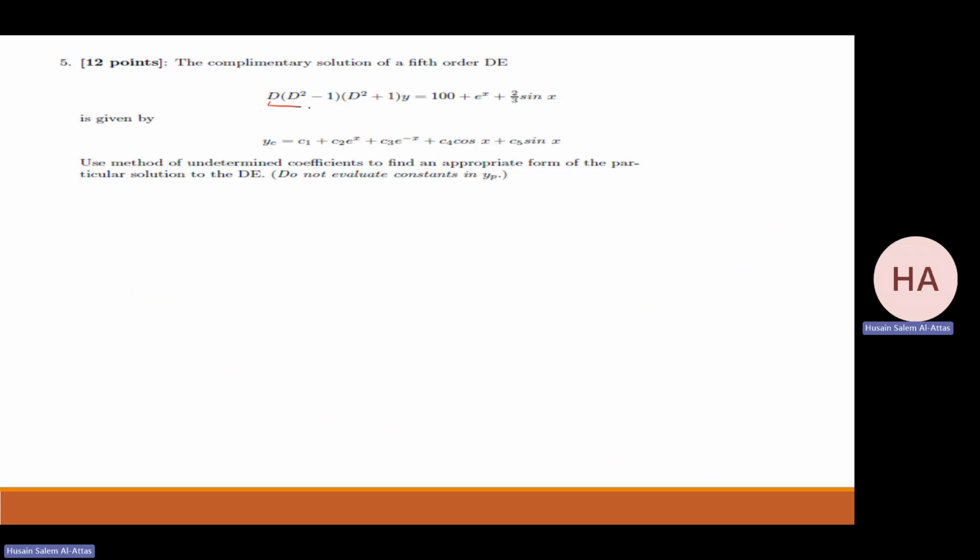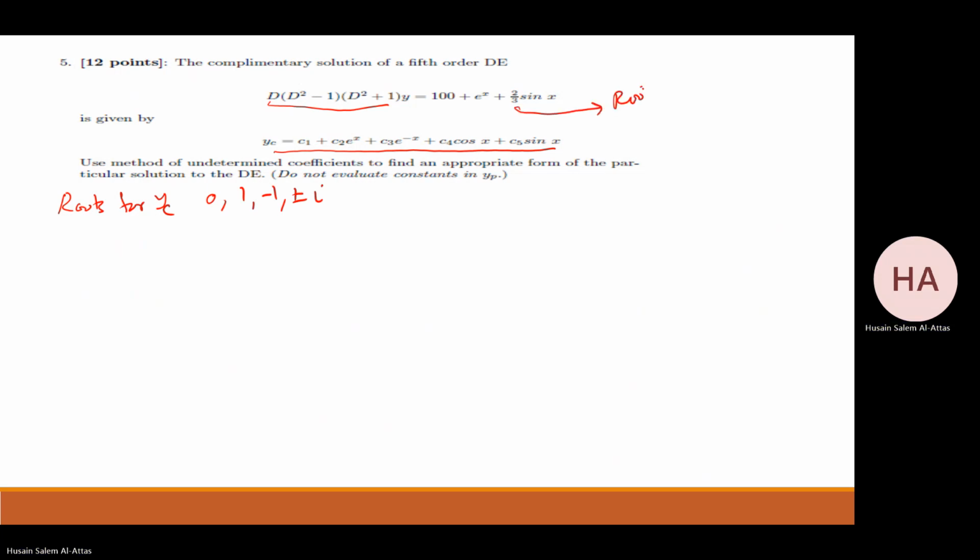So he gave me the solution of this, which is YC. So roots for YC are what? 0, 1, minus 1, plus or minus i. Roots from here are what? This is 0. This is 1, plus or minus i. So new list. You want only the form of YP. Don't evaluate the constant.